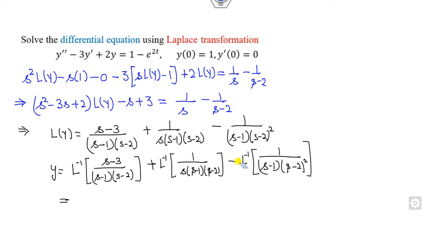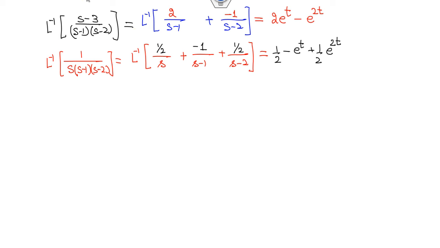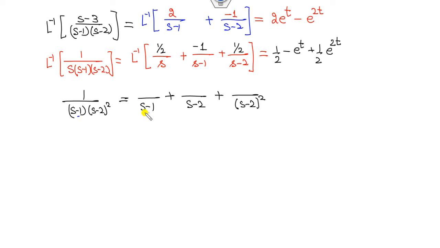And look at the last one, Laplace inverse of 1 over s(s minus 1)(s minus 2) square. So how can you write that? Firstly I can write the partial fraction, because this is quadratic. I can write A over s plus B over s minus 1 plus C over s minus 2 plus D over (s minus 2) square. Substituting s equal to 1 in this case gives 1 over (1 minus 2) square, that is 1. For the (s minus 2) square term, I can find the coefficient directly by substituting s equal to 2, so 1 over 2 times (2 minus 1), that is a half.